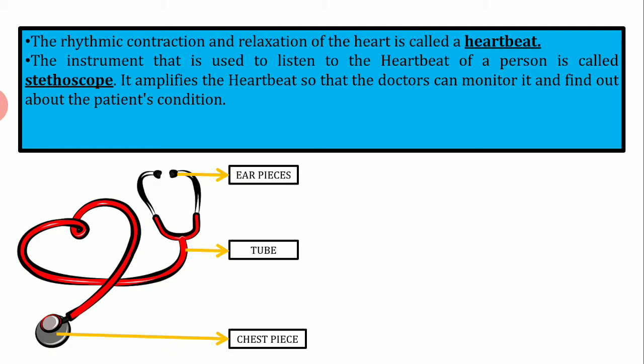Here, children, the diagram of a stethoscope is given, where you see the earpieces, that is a metal rod sort of, which the doctor puts into his ears. Then followed by the earpieces is a tube that is ending up with a metal rounded shaped structure that is known as the chest piece.